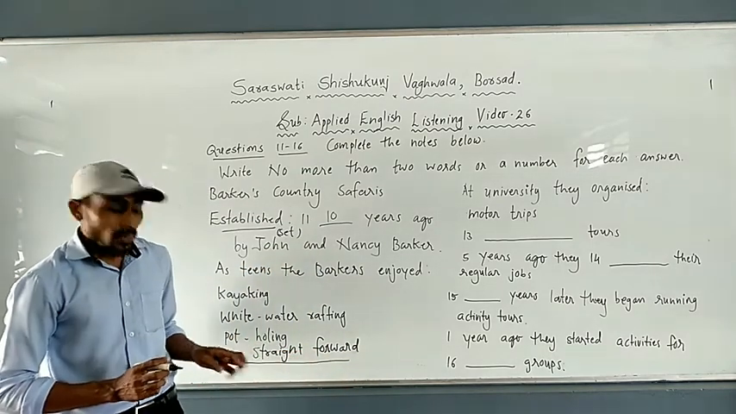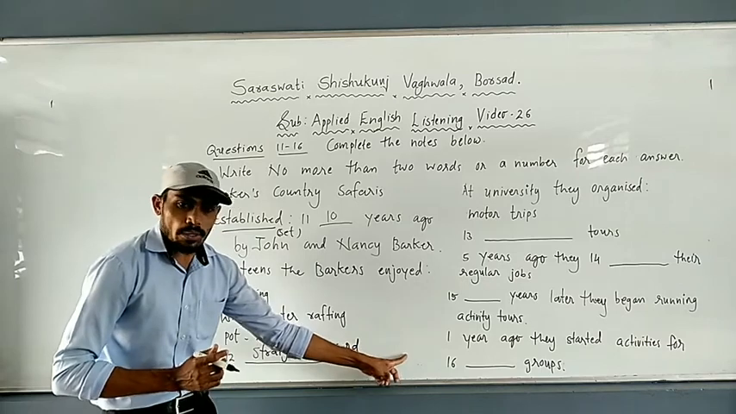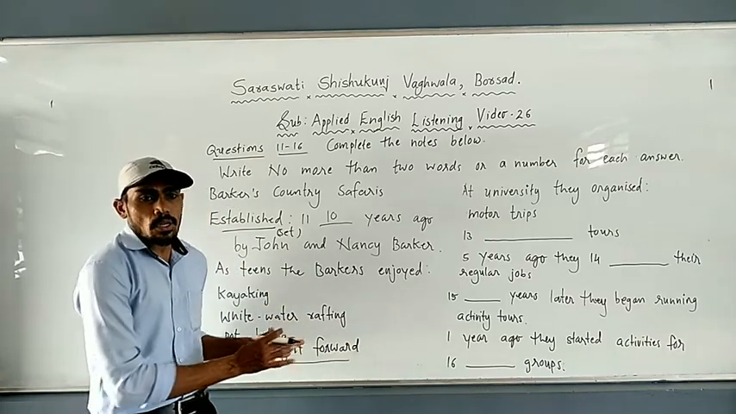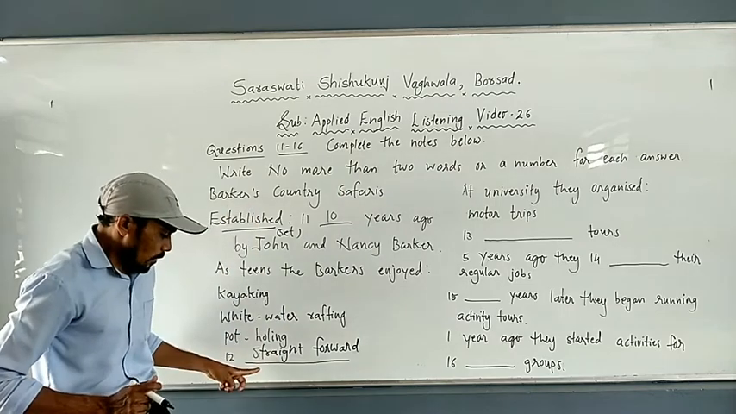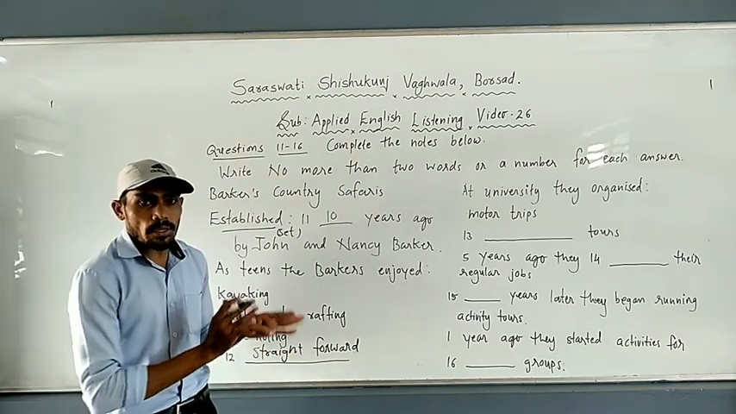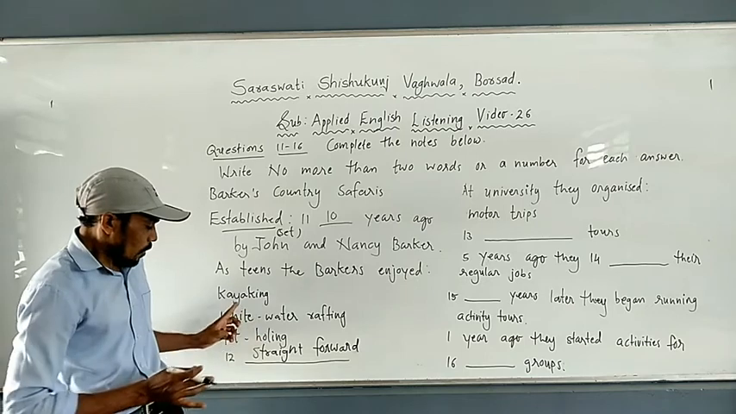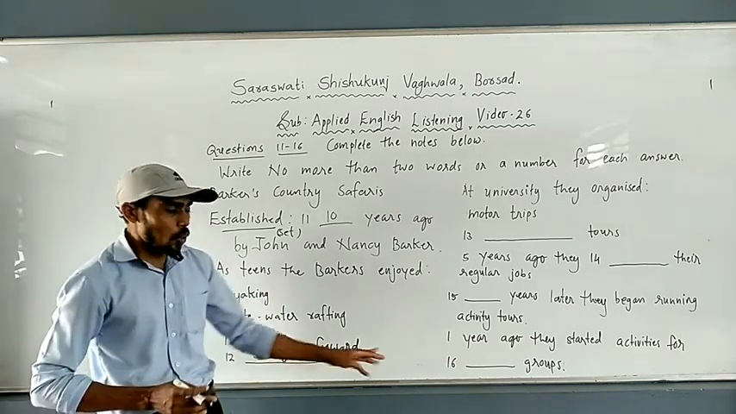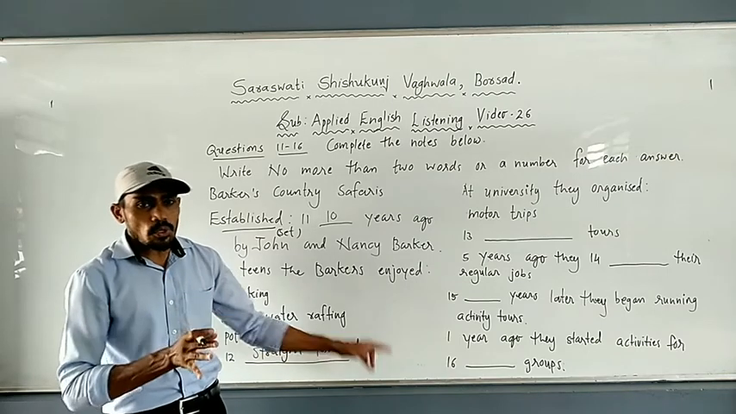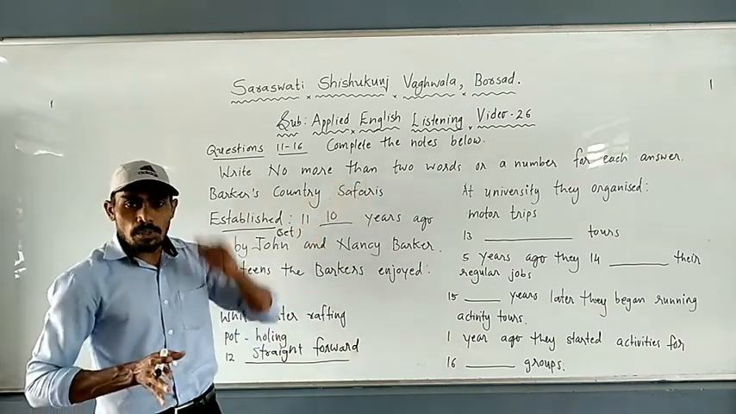Straightforward walking. Why? Because if you write "straightforward walking," there would be 3 words. So what is the instruction? You need to write only 2 words. So the answer is "straightforward." Then: enjoy kayaking, whitewater rafting, pot hauling and straightforward walking. But you don't have to write "walking." Why? Because you cannot write 3 words as per the instruction.